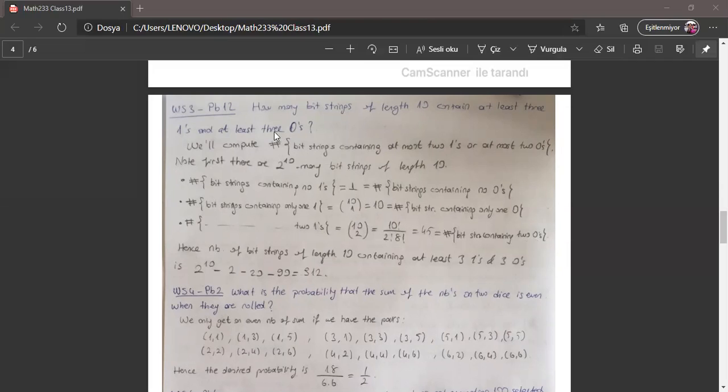Then the number of the elements of this set is 2 plus 20 plus 90. For each of them we have 2 times. So this is the number of the elements of this set. So its complement is this: 2 to the 10 minus that number. So we get this.